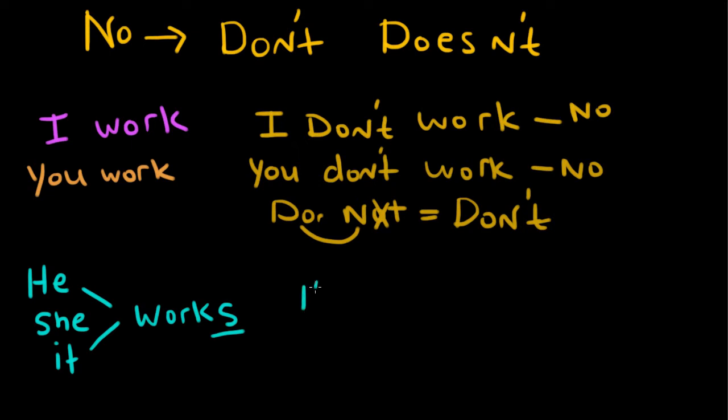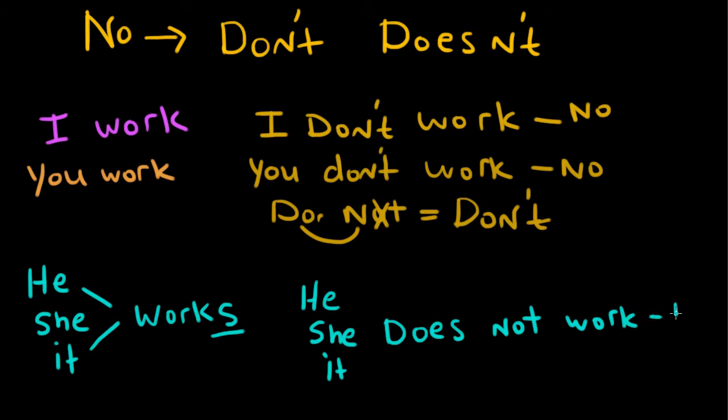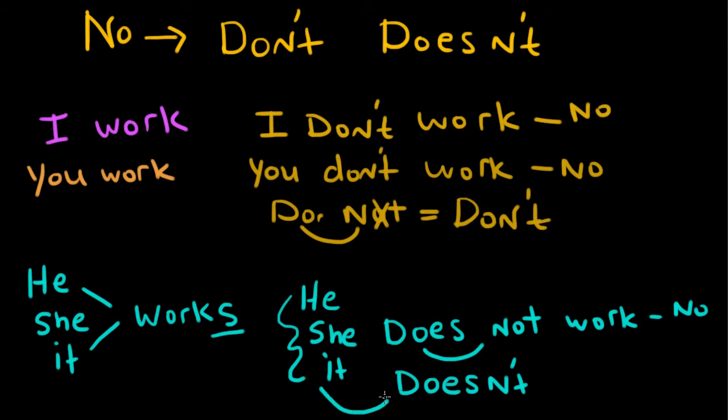So it'll be he, she, and it does not work, which means no. But we can shorten does not and make a contraction, and we can say doesn't. So when we use he, she, or it, then we use doesn't. Let's look at examples for the rest of the pronouns.